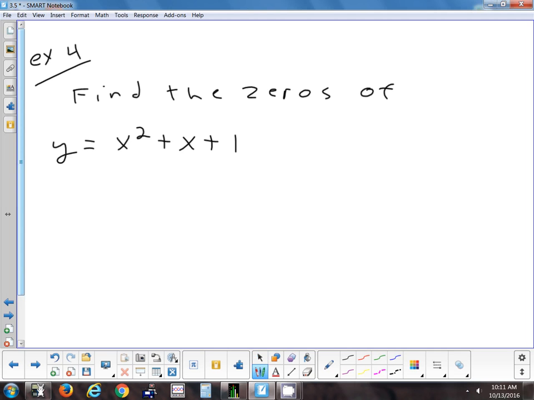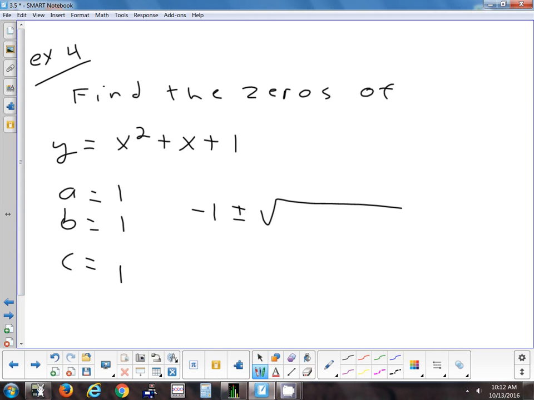Okay, what kind of equation is that? It's quadratic. Okay, is it factorable? No. Two numbers that multiply to give you 1 and add to 1? No. So if we can't factor it, what else can we do? We got a formula. What's A, B, and C? 1, 1, 1. Okay, so we're going to plug that in.